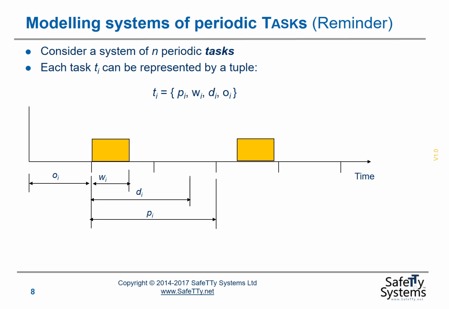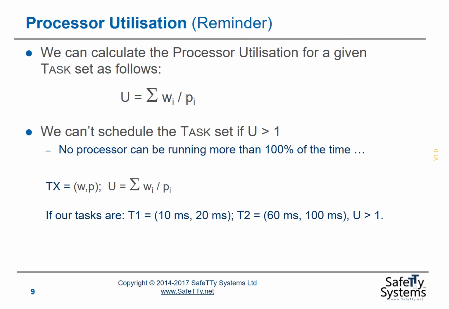There are two things that we need to review before we can consider what an RM model means when we're developing our systems. The first is we need to consider how we represent systems of periodic tasks. As a reminder, we've been representing these tasks with a tuple, which is a set of parameters. And the key parameters we've been considering are the period, the worst case execution time, the deadline, and the offset. And we've considered this in several previous videos.